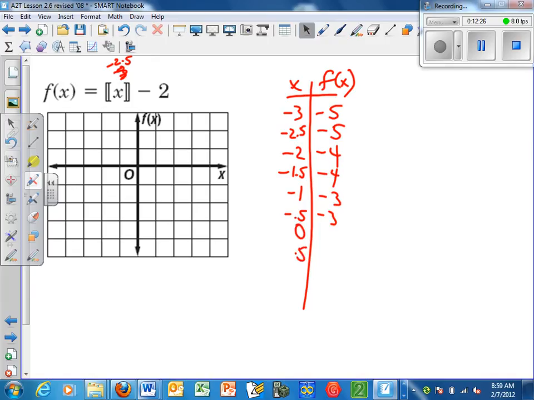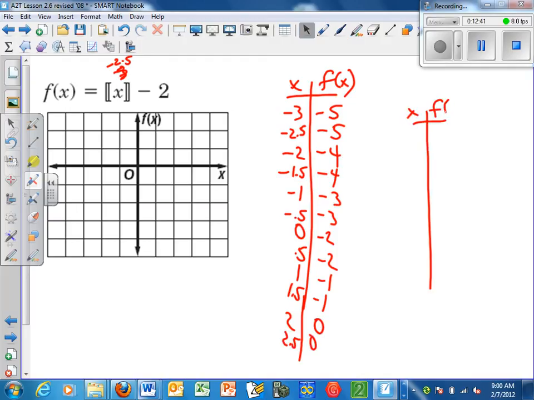At 0 and at 0.5, we're going to be at -2. Then at 1, we're going to be up to -1. At 1.5, we're going to be at -1. And then at 2, we're going to jump to 0. At 2.5, we're going to be at 0. Continuing over here with my x and f of x table. At 3, we're going to jump up to 1. 3.5, we'll be at 1. At 4, we'll be up to 2, and so on.